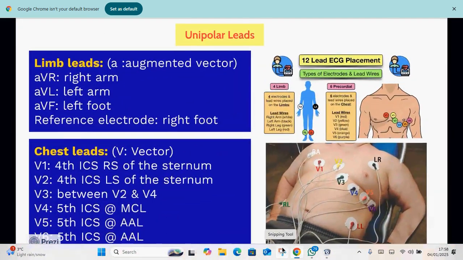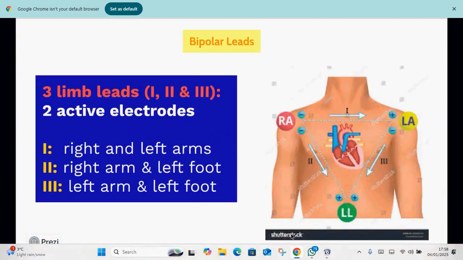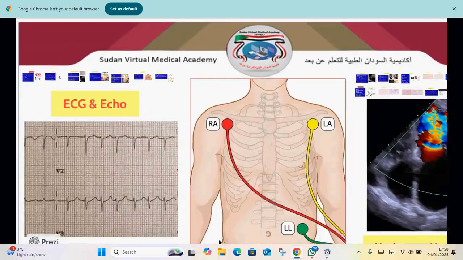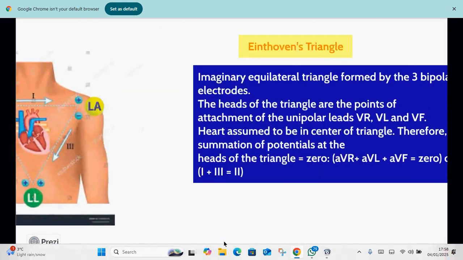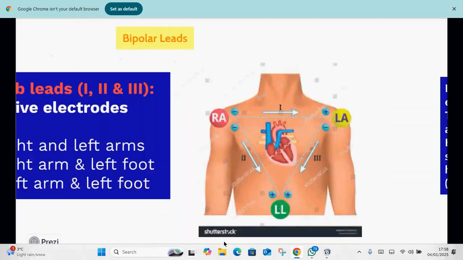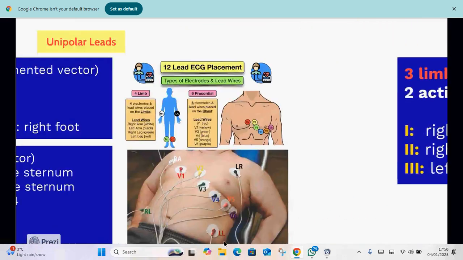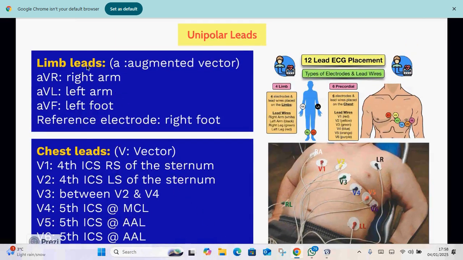I will show you the bipolar leads just to show you. So these are the bipolar leads. The bipolar leads are called 1, 2, 3. Okay? So we go back to the unipolar leads. Unipolar leads are two types, limb leads and chest leads.